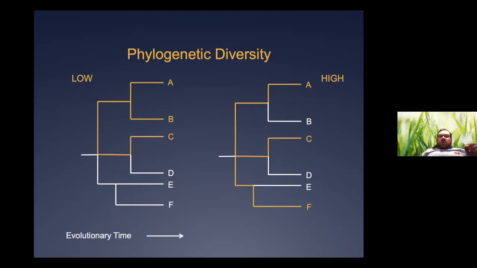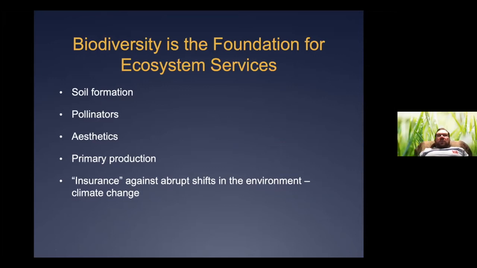And so given the same number of species, we might expect very different types of functional and phylogenetic diversities, which can help us understand where species align themselves in niche space. And I'll come back to that. Because these things help us understand the role the species play in the environment. Because biodiversity is the foundation for many ecosystem services. And these are services that people derive from biodiversity, like soil formation, the role pollinators play, aesthetics, primary production, and insurance against abrupt shifts in the environment. So the portfolio effect, the idea that if the environment shifts and one species suffers, another in the community can take its place very easily. This is something that we're worried about when it comes to climate change.